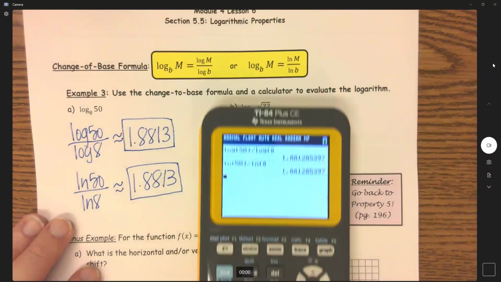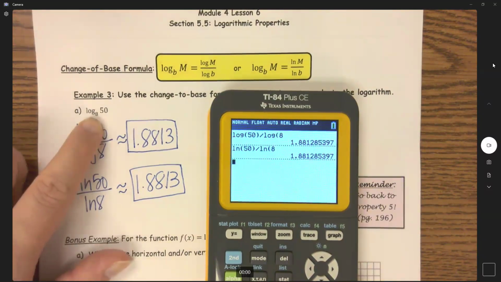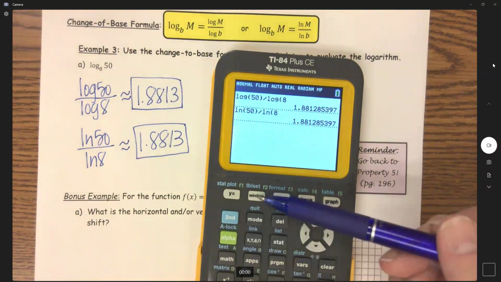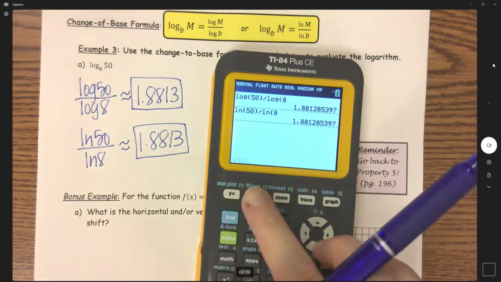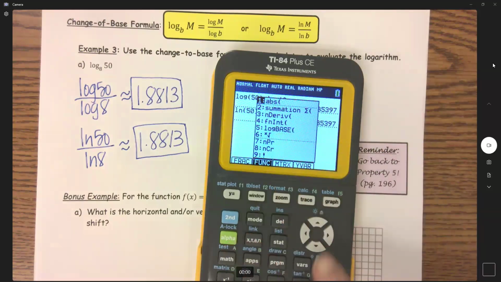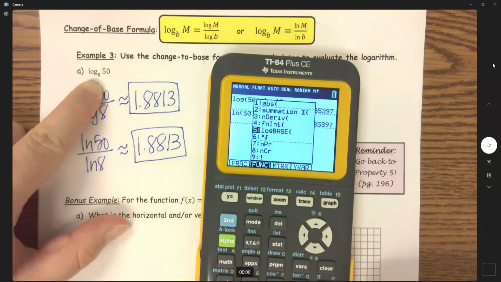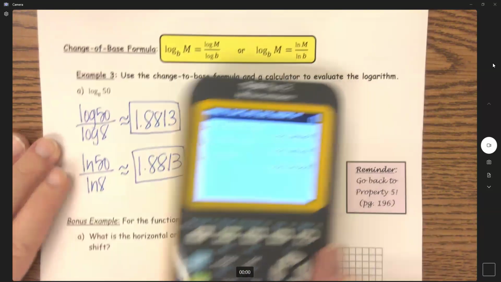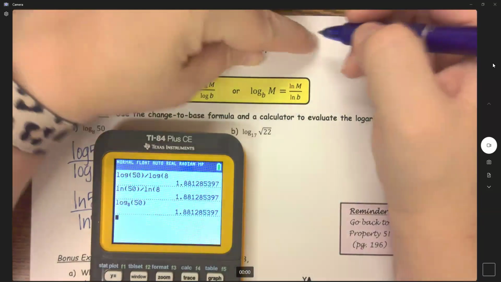But with ours, we can actually punch this in exactly the way it looks right here. If I go to alpha window, number 5 right here, log base, will allow me to put this in my calculator exactly the way this looks right here. So when I click on that, I can put whatever my base is and what it is of right there. We get the same answer.